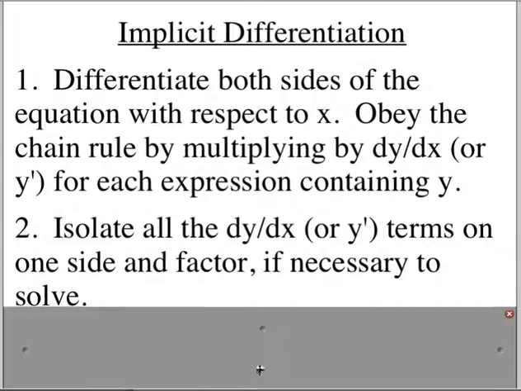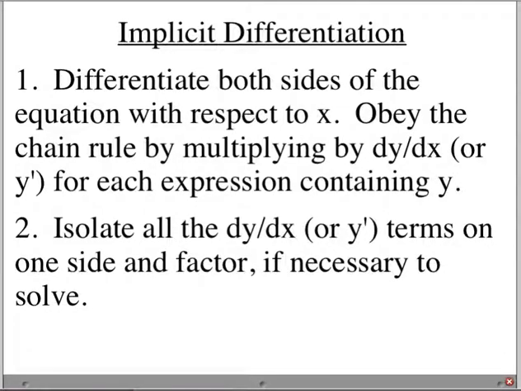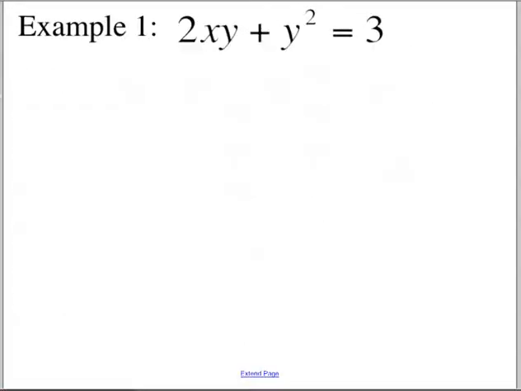After you have differentiated both sides, you want to make sure you isolate all the dy dx's or y primes on one side, and then factor if necessary to solve. And so those are the only two steps. I think walking through the examples will help clarify what these two steps mean. So the first example I have is 2xy plus y squared equals 3. And sorry I didn't write the directions down, but I want you to differentiate this equation.